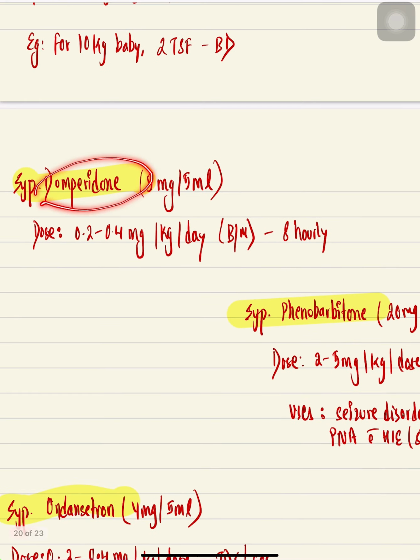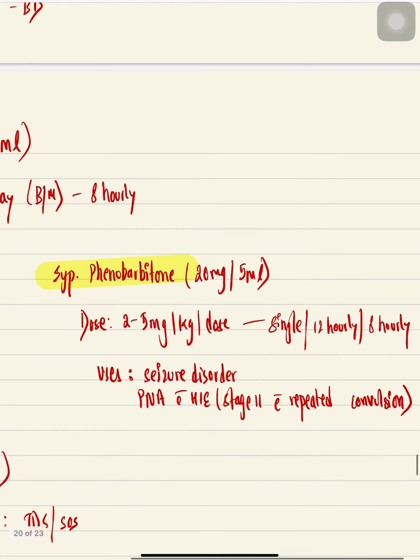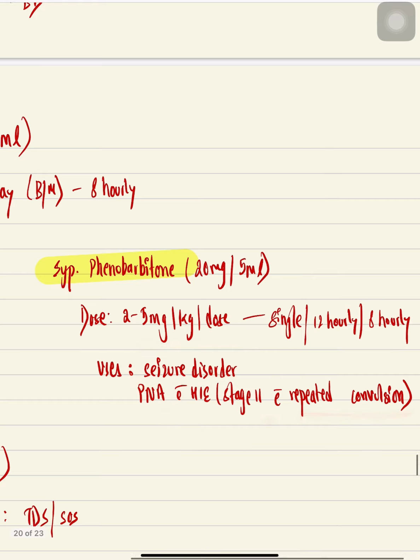Syrup domperidone 5 mg over 5 ml. Dose is 0.2 to 0.4 mg per kg, 8 hourly. Syrup phenobarbital 20 mg over 5 ml. Dose is 2 to 5 mg per kg per dose, single to 12 hourly or 8 hourly. It can be used in seizures and in PNA with HIE stage 2 with repeated convulsions.